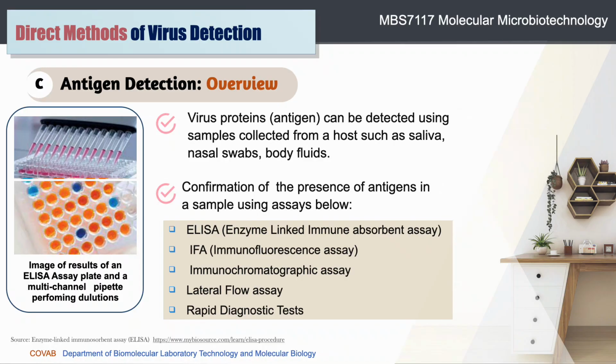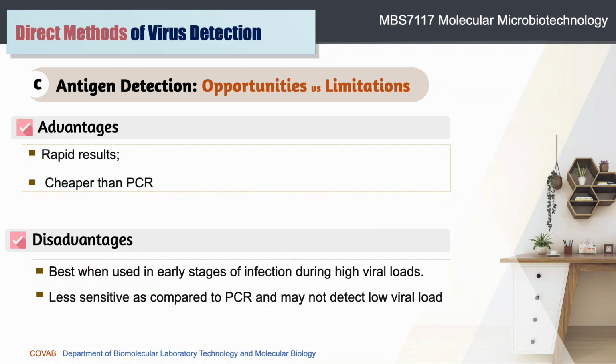The antigens that we detect in the sample can now be confirmed using, for example, an ELISA, enzyme-linked immunosorbent assay, which we've just shown in the picture, IFA, immunofluorescent assay, immunochromatographic assay, lateral flow assays, or other rapid diagnostic tests. The advantages of antigen detection would be the results we get are rapid and it's cheaper than PCR.